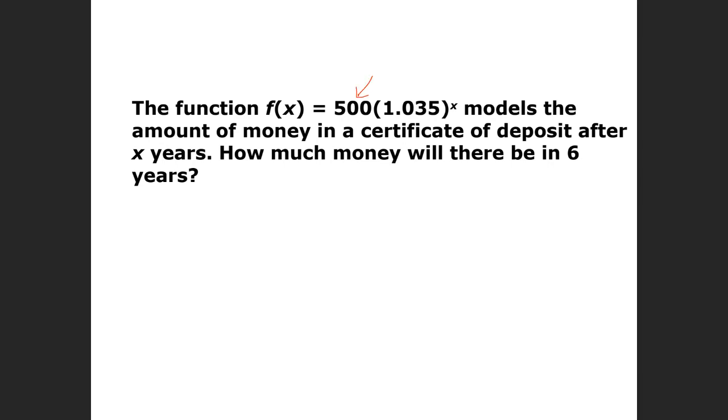I could ask you what the rate is. Well, the rate would be 1 plus 0.035. So that would be 3.5% if we change it to a percent, because we changed the decimal point. So looking at an equation, you can tell a lot about the problem: the original amount, what the rate is going to be.